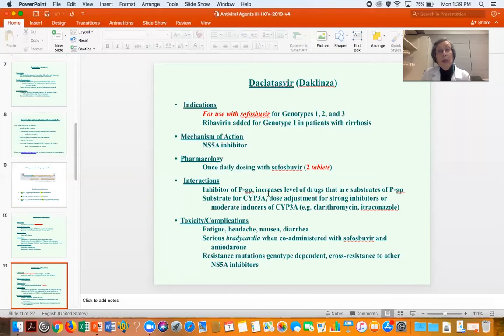It's an inhibitor of P-glycoprotein, increases the level of drugs that are substrates for P-glycoprotein. It's also a substrate for CYP3A, which is a cytochrome oxidase involved in drug metabolism, and requires dose adjustments for strong inhibitors or moderate inducers of CYP3A. And here are a couple of examples. It causes fatigue, headache, nausea, diarrhea, but more importantly, serious bradycardia when it's co-administered with sofosbuvir and amiodarone. There are resistance mutations which appear to be genotype dependent and cause cross-resistance to other NS5A inhibitors.